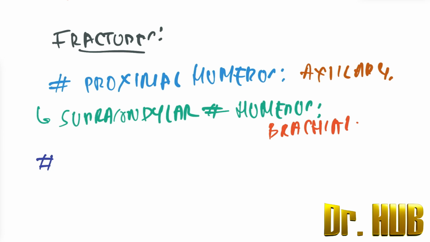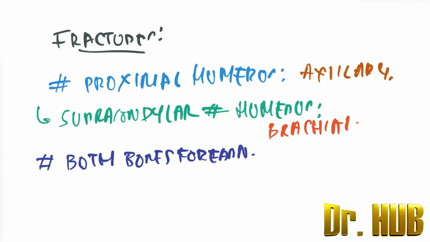Next is the fracture of both bones of the forearm. This involves the anterior interosseous nerve and the anterior interosseous artery. So previously we saw the fracture of the proximal humerus is going to be the axillary. Supracondylar fracture of the humerus is brachial. The fracture of both bones of the forearm is going to be the anterior interosseous artery.